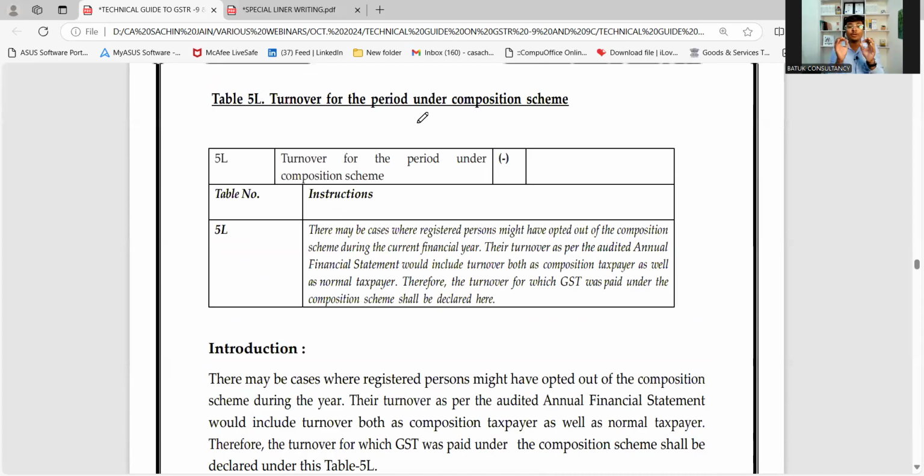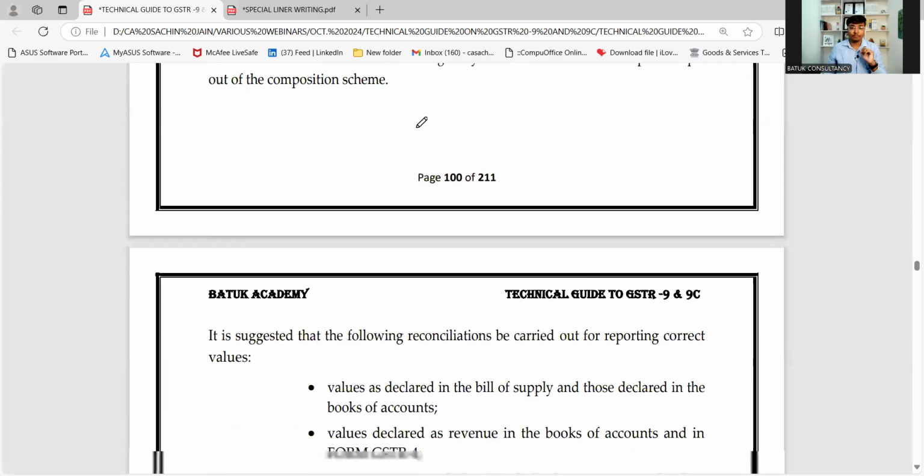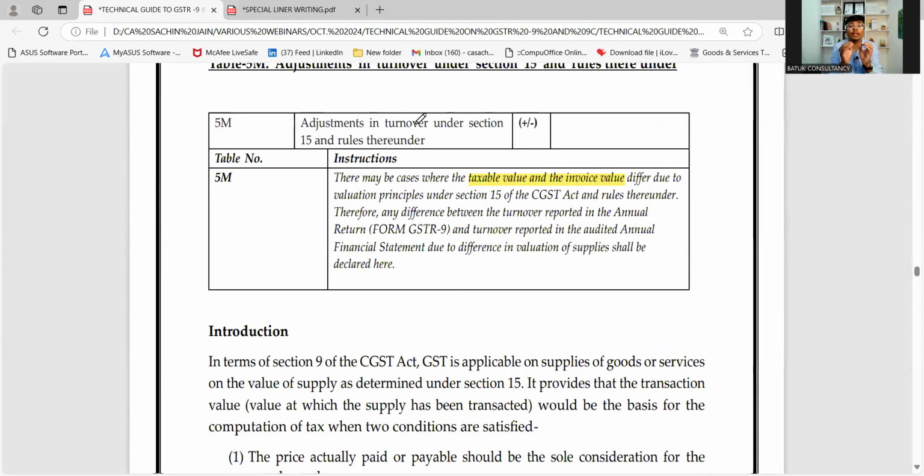Next, turnover for the period under composition scheme. So when a particular person who has opted for the composition scheme during a particular financial year, and in the same financial year that person is converted into regular taxable person, in such a situation, when the person was under composition scheme, at that time we all know that he has filed the CMP-08 and paid the relevant taxes to the government. The same will not affect the annual return, so there will be a difference between the turnover of annual return and the financial statement. Hence, there is a requirement of reconciliation in case of a person who has opted for the composition as well as for the regular during a particular specific period.